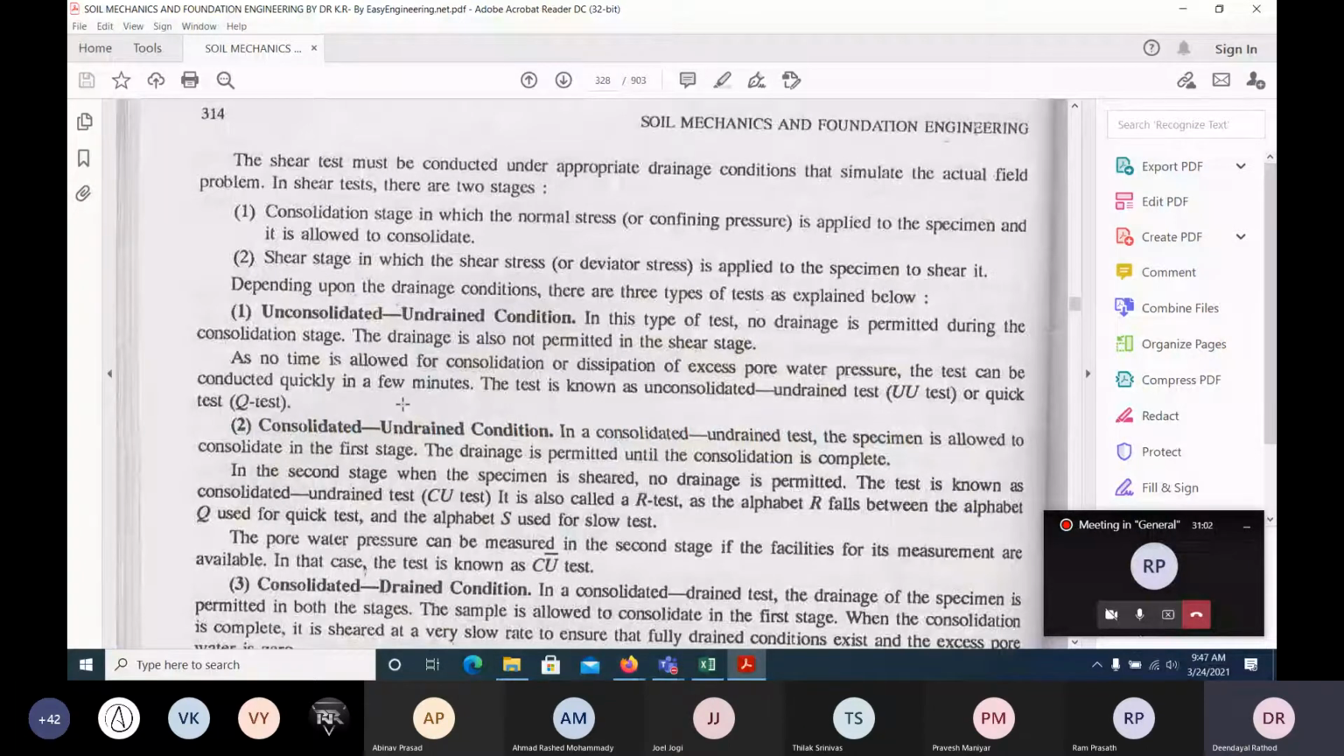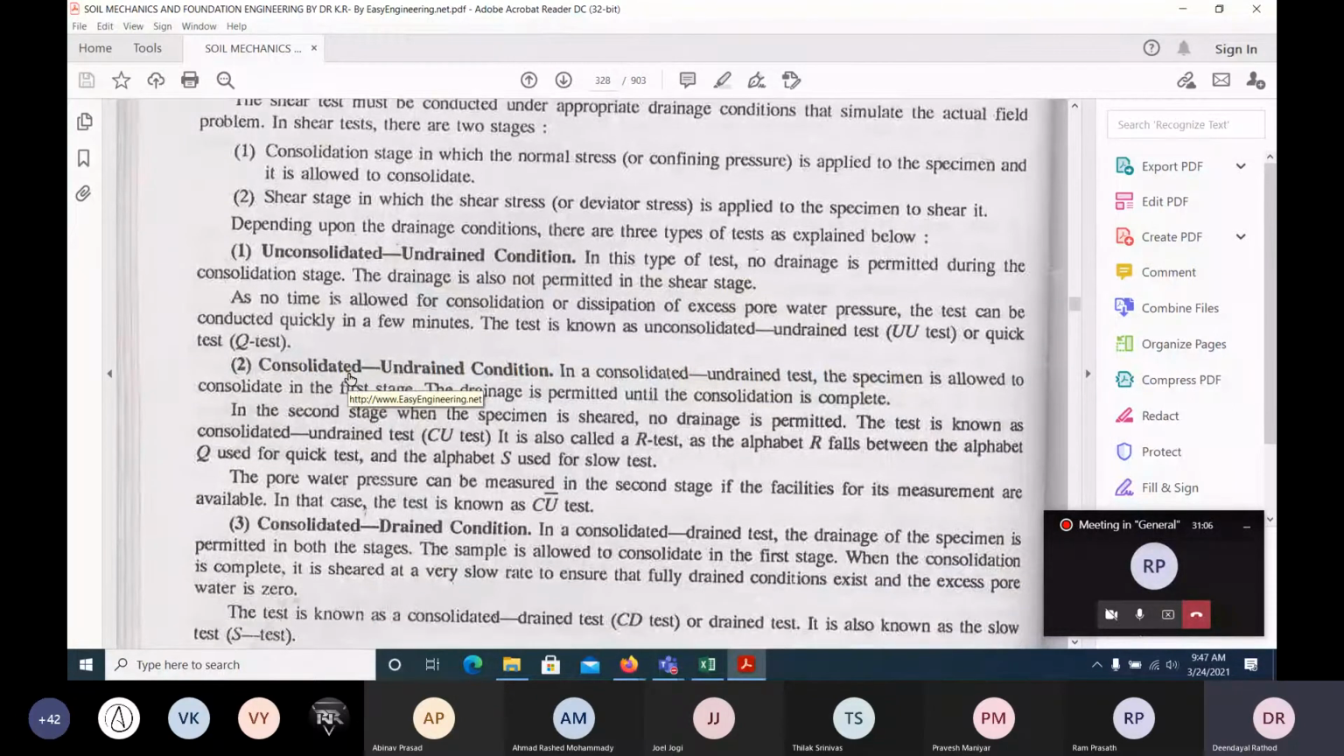Second is the consolidated undrained test. In this test, consolidation is allowed in the first stage, as the name suggests, consolidated undrained test. Drainage is permitted until the consolidation is complete. While in the second stage, the shearing stage, no drainage is permitted. So it is not very quick, not very slow test. That's why it is called the CU test, consolidated undrained test. Anyway, I'll explain these further.